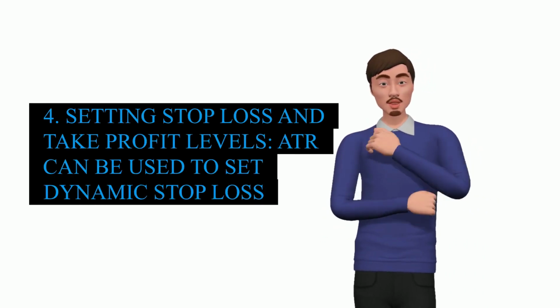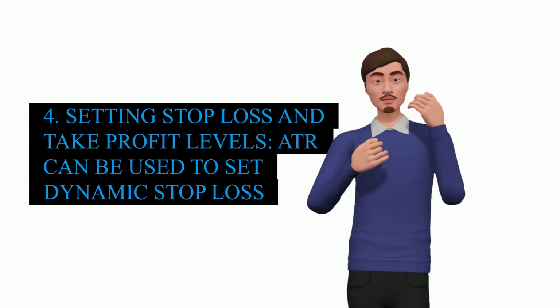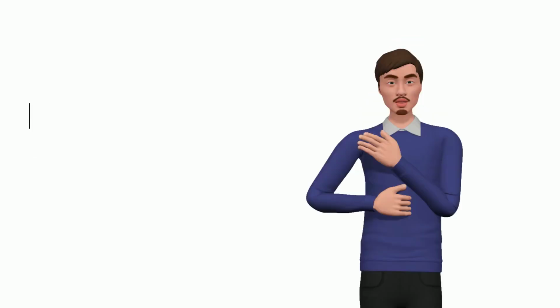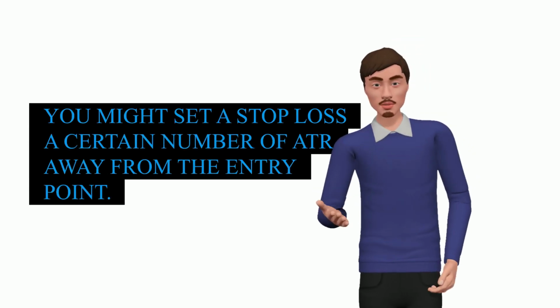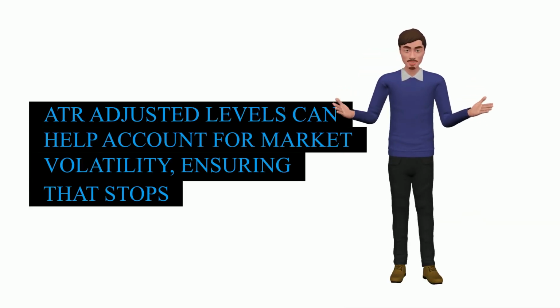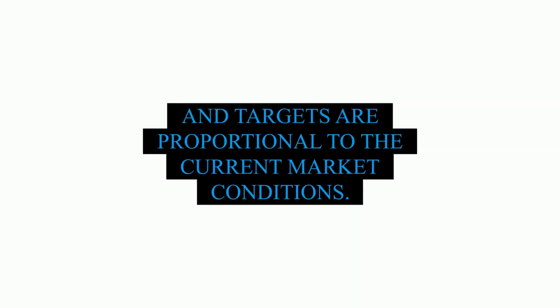4. Setting stop loss and take profit levels. ATR can be used to set dynamic stop loss and take profit levels. For example, you might set a stop loss a certain number of ATRs away from the entry point. ATR-adjusted levels can help account for market volatility, ensuring that stops and targets are proportional to the current market conditions.